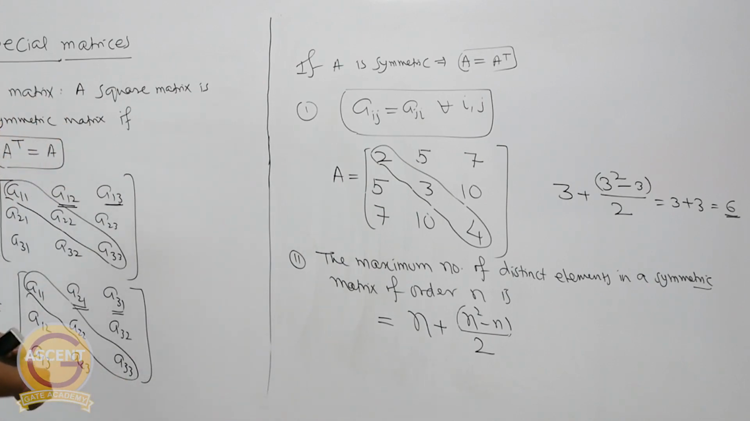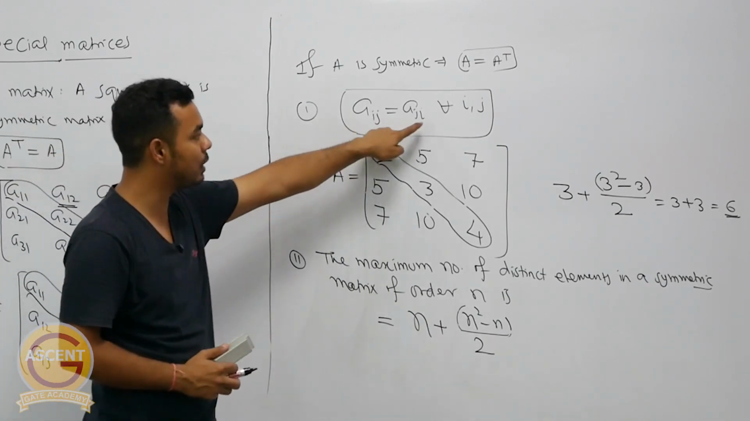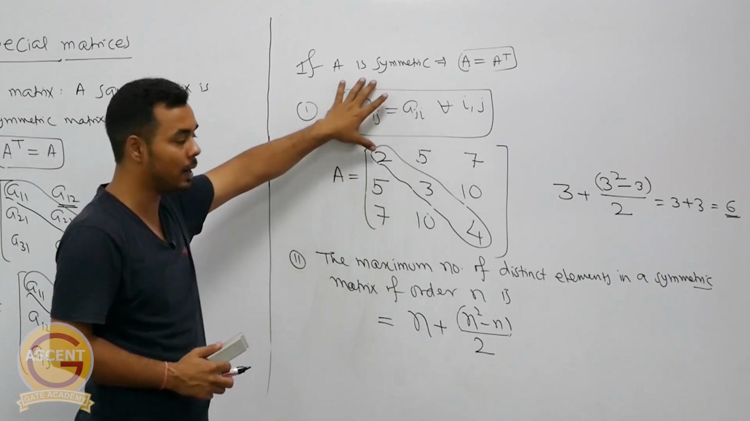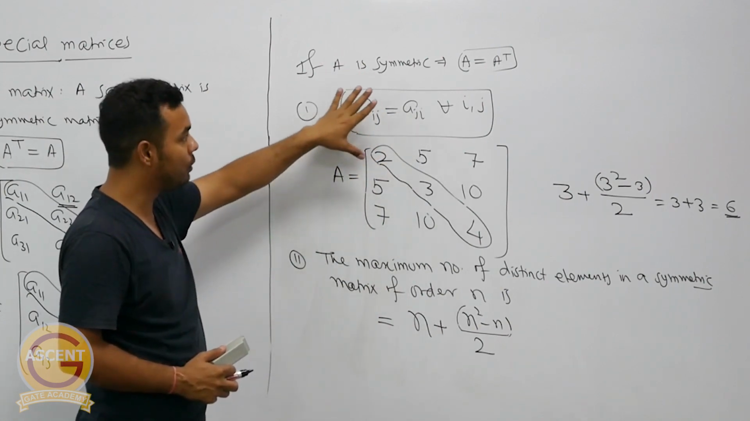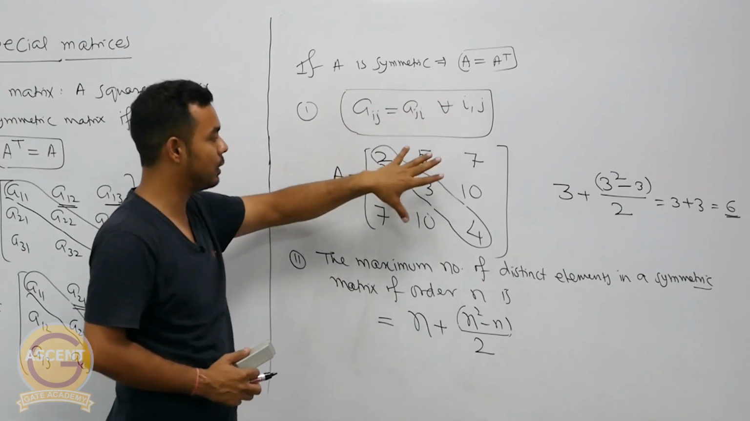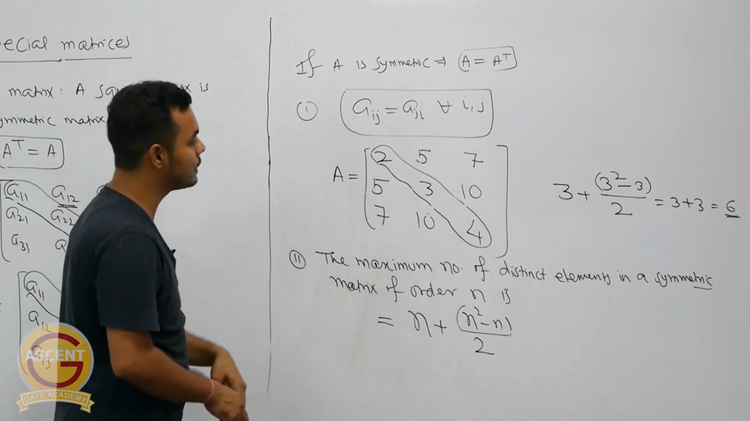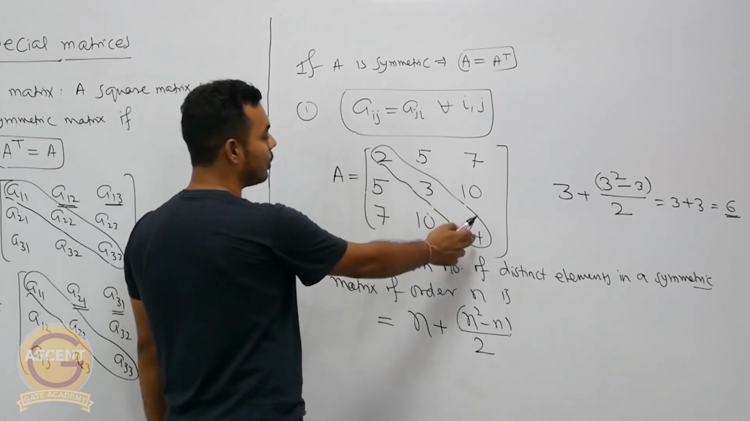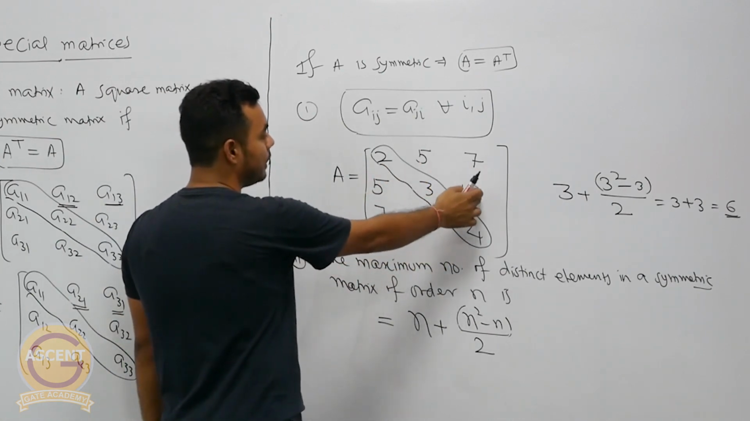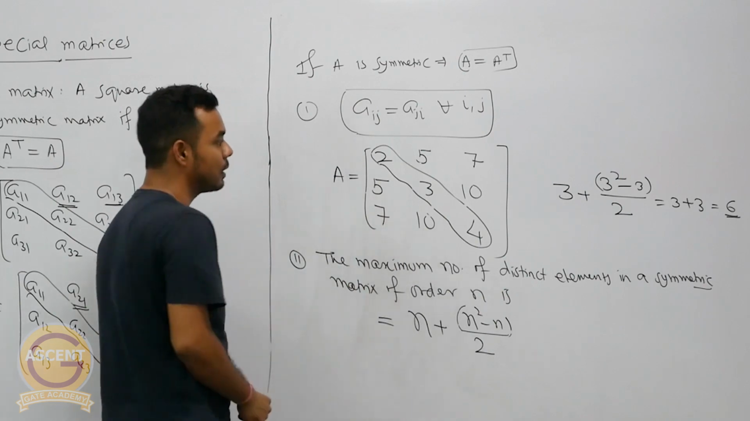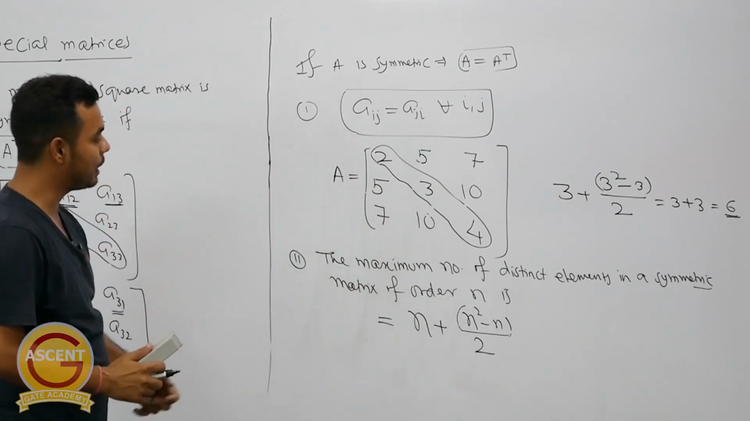So these two results you have to remember in case of a symmetric matrix. The first one, Aij is equal to Aji. Once you know this result, you don't have to calculate the transpose. You can directly tell whether a matrix is symmetric or not. See, this matrix is called symmetric matrix because it is symmetric about the diagonal. If you take the image of these three elements, then you will get these three elements. So therefore this is called symmetric matrix.